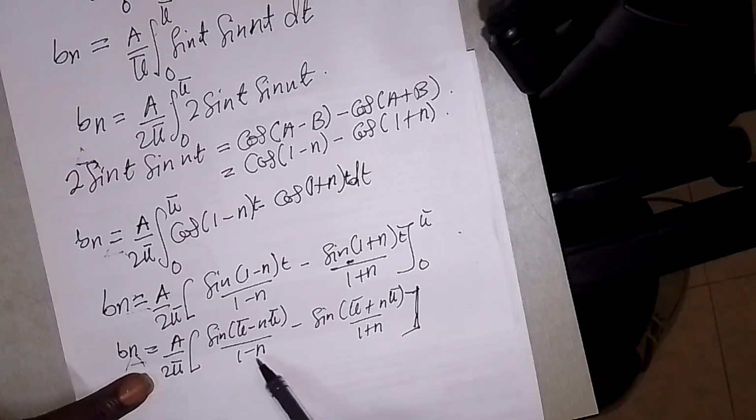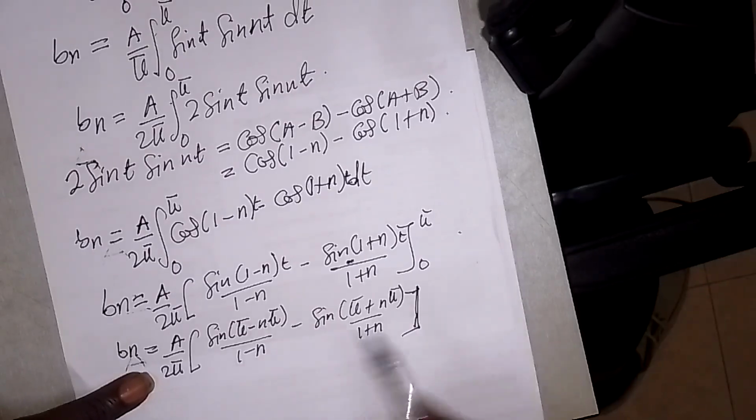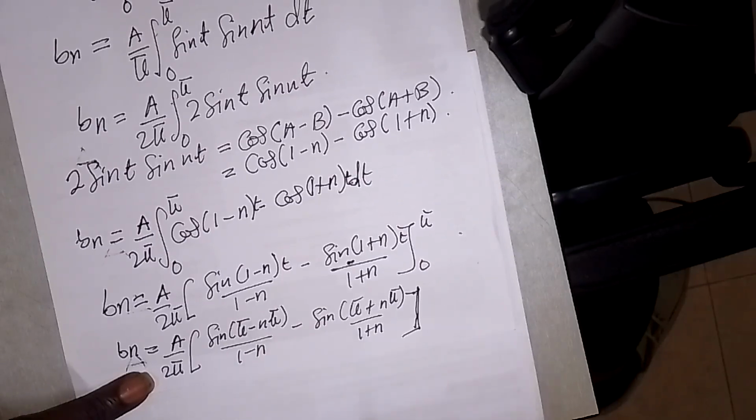0. Any number divided by 0 will be infinity. If I put in 1 here, 1 minus 1, it will be 0. No matter the number here, it's going to be infinity, because any number divided by 0 will be infinity.